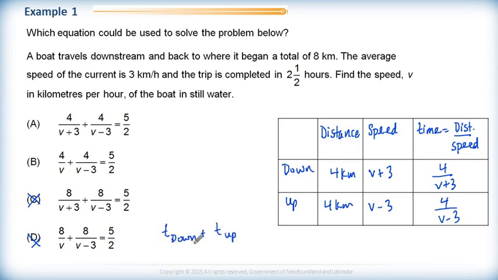So our time downriver plus our time upriver is equal to the total time of 2.5. That means we've got 4 over v plus 3, because that's the time downriver, plus the time upriver, 4 over v minus 3, and 2.5 is equal to 5 over 2. A is correct.